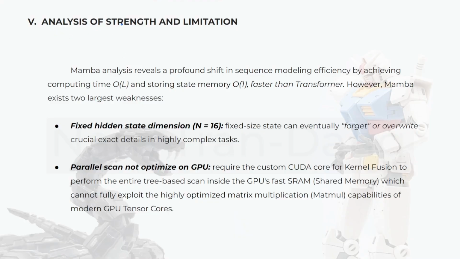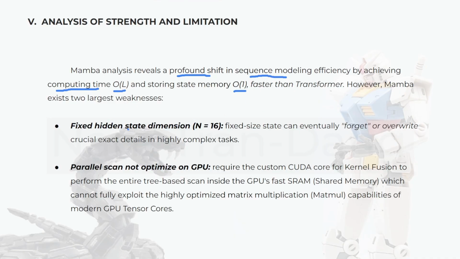So now we move to the strengths and limitations. Mamba is a profound shift in sequence modeling efficiency, and overall it has computation time and storing state memory of O of 1. Because it's O of 1, basically the hidden state of step 1 will be depending on step 2, so it's going to be compressed to the next step. So it's going to be O of 1 and faster than the transformers.